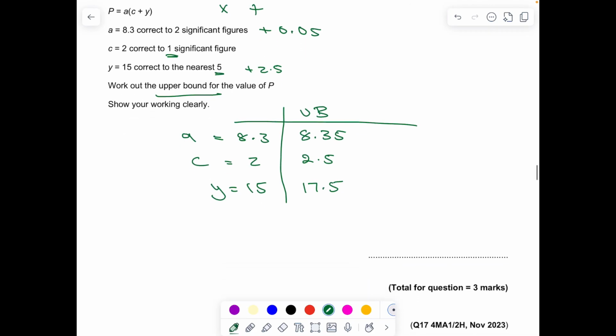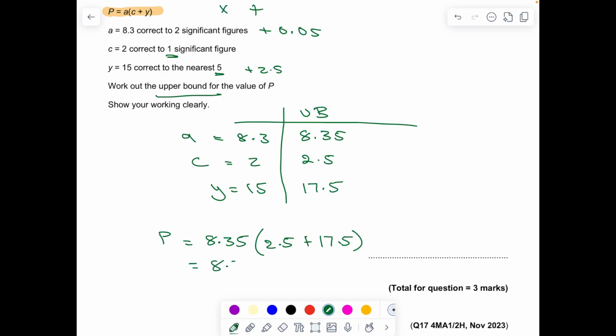Now all I do is substitute those values into the formula they've given me. So P equals A, so 8.35, times C plus Y, so 2.5 plus 17.5.